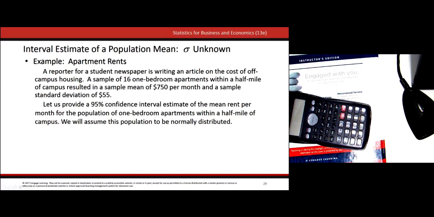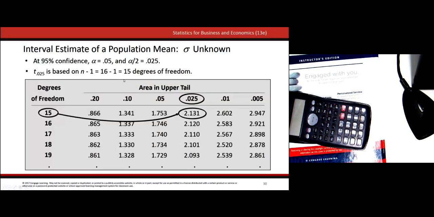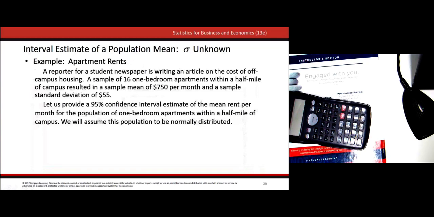A reporter for a student newspaper is writing an article on the cost of off-campus housing. A sample of 16 one-bedroom apartments within a half mile of campus resulted in a sample mean of 750. The sample standard deviation here is given as 55, so we don't know sigma. Sigma is not given.